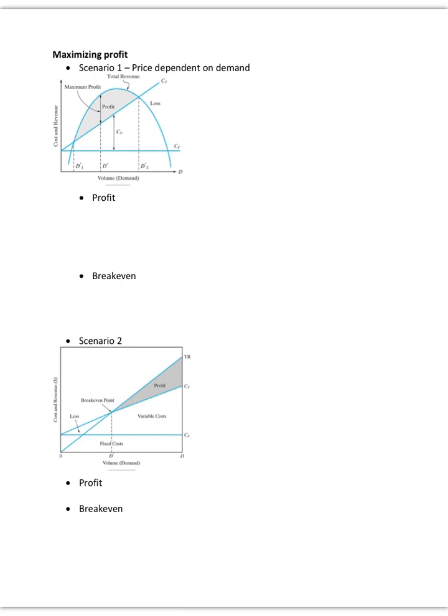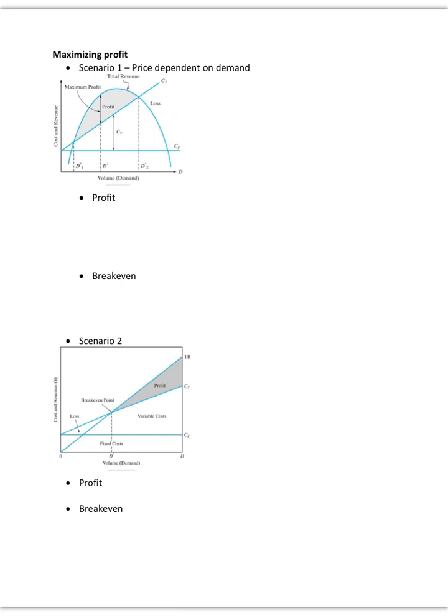Okay, so we've got two scenarios. The first scenario is, as it says here, scenario 1, where the price is dependent on demand. That's what we've been talking about. We've got that decreasing function that relates price and demand. That's scenario 1.